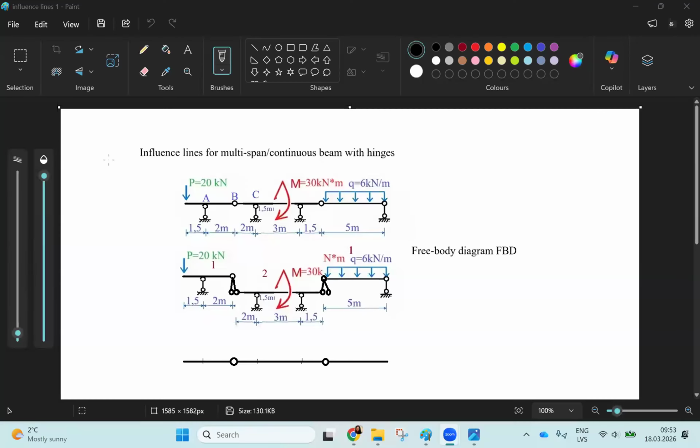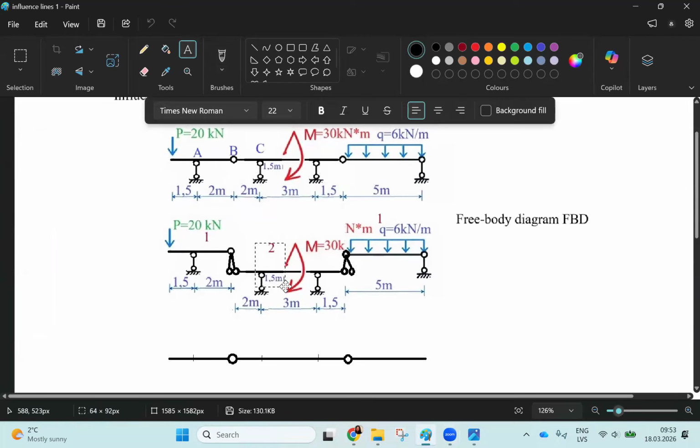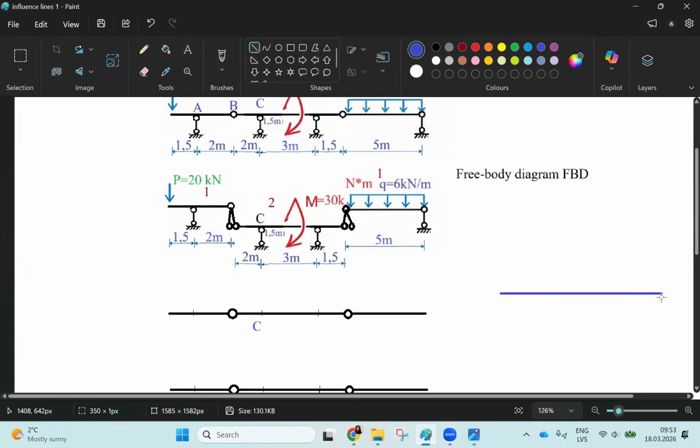So first we will construct the influence line for the point C, on beam A, B, C. This one is point C, and the theory says that point C is the support. For a support that is not at the very end, we can draw a table of influence lines.